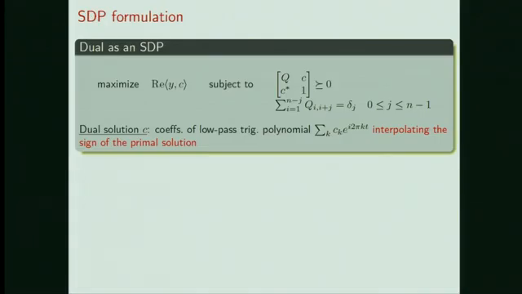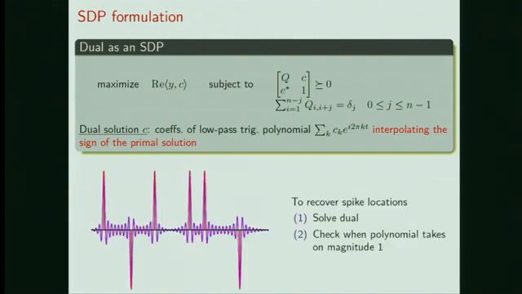That's true. Now I solve this SDP. I solve it, and when I solve the dual problem, I retrieve C. And what do I do with C? I look at this trigonometric polynomial. Remember, it needs to interpolate the sign. So I look at where it interpolates the sign. It's a real experiment with real data and so on. I look at where it interpolates.